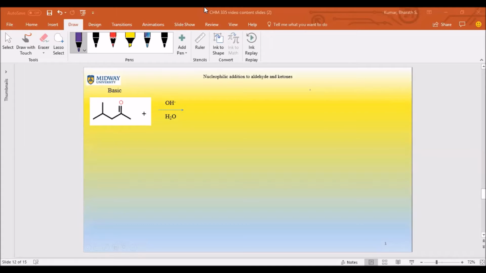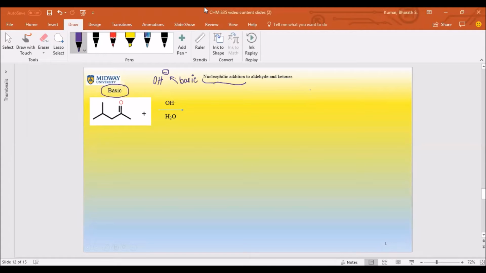The first is, what if you carry out the reaction in a basic medium, as indicated by a negative charge, OH minus? This is basic. Typically, negative charge is basic and positive charge is acidic. What if you carry out a nucleophilic addition reaction on a ketone or an aldehyde in a basic medium? The simplest base is water, and if you make it more basic, you get OH minus.